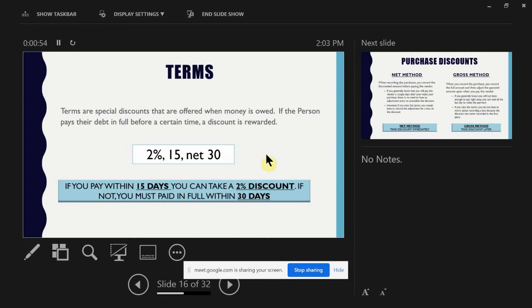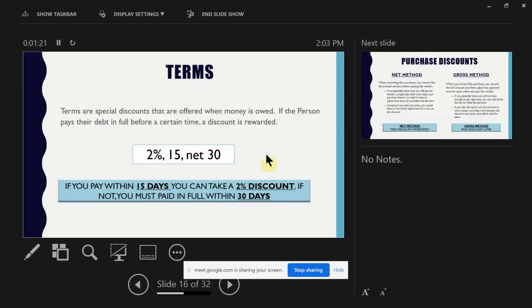So this is an example. And we see terms apply to customers as well. We could give our customers terms just as well. So just understand that we'll take a 2% discount if you pay within 15 days. If not, the whole thing is due in 30.